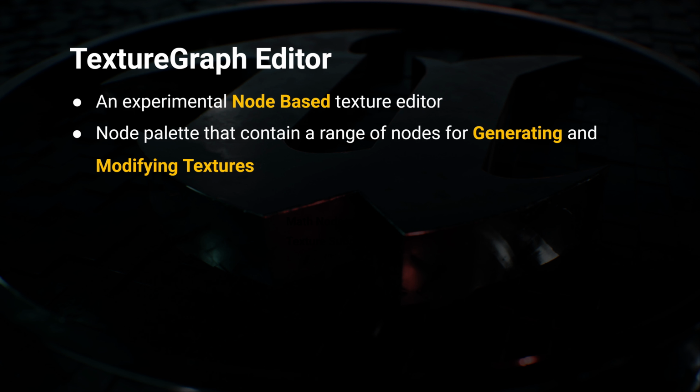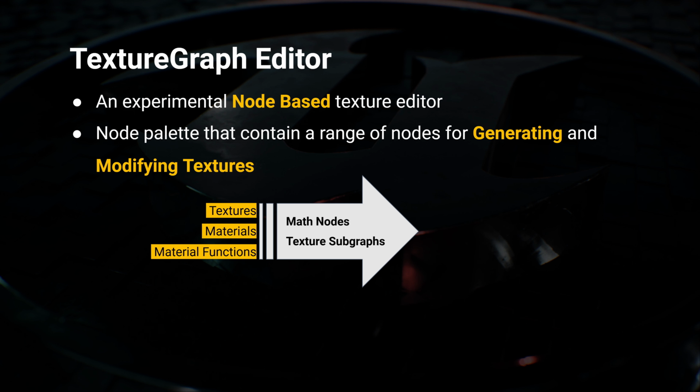So technically, in a nutshell, here is how TextureGraph Editor works. Basically, it takes textures, materials, or material functions, or maybe some other type of nodes as input data. Then it's going to process this input data with mask nodes or some other type of nodes, and then finally it's going to give us some new textures, and these textures can be exported directly into our content browser.